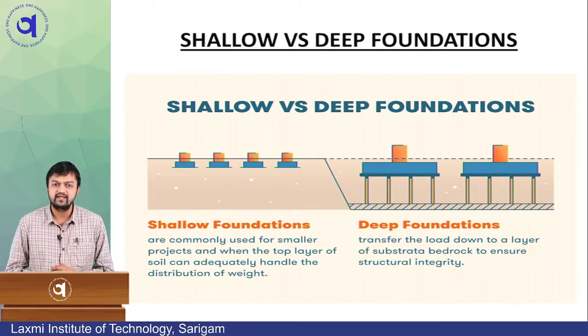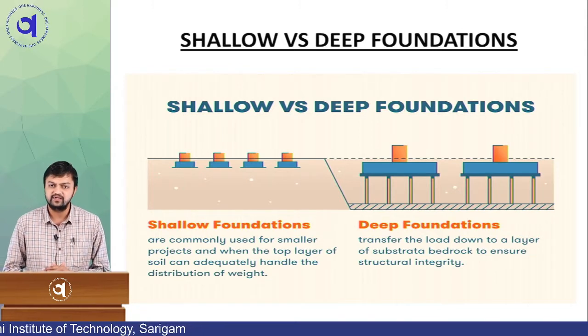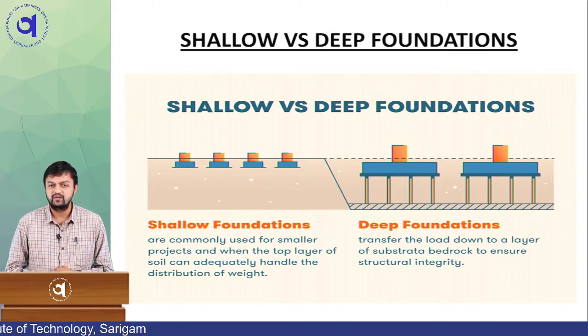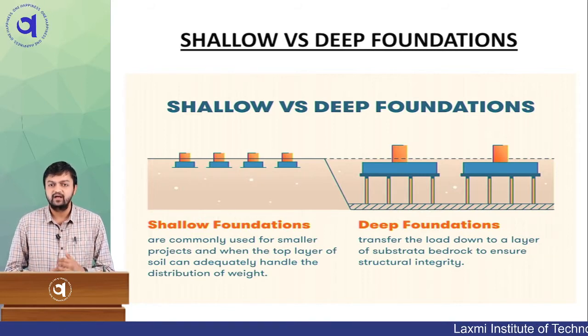On the other hand, you can see the deep foundation over here transfers the load down to a layer of substrata. Here we can see softer soil. As you can see in this figure, the foundation is taken deep because we need to distribute the load on a harder surface. The bottom portion is the harder strata on which the foundation is laid, taken to that depth.